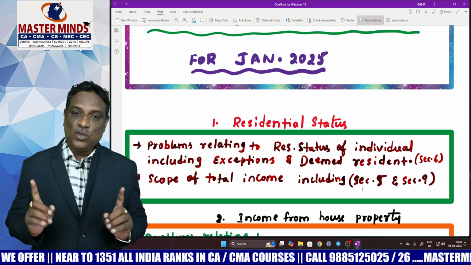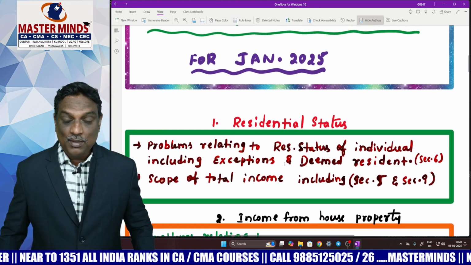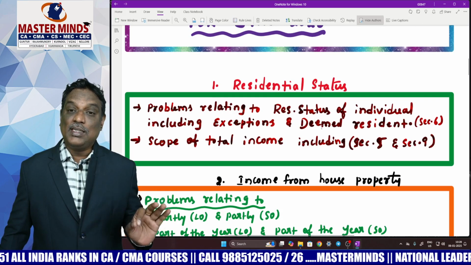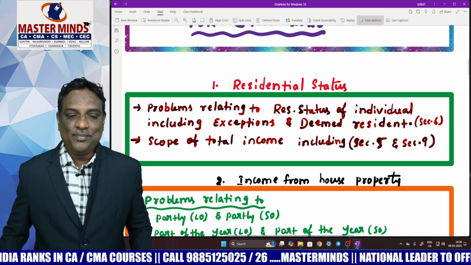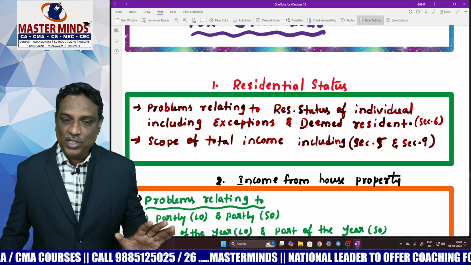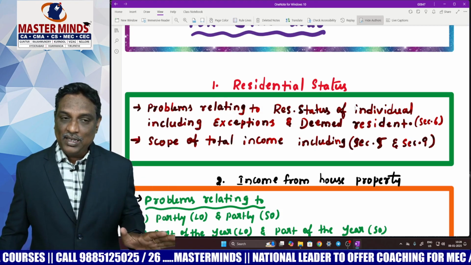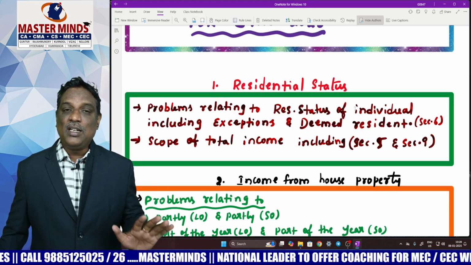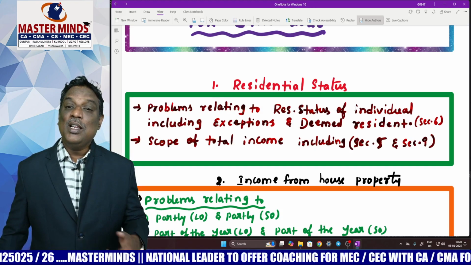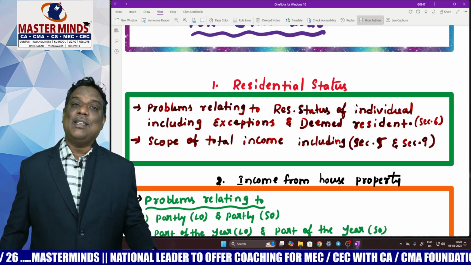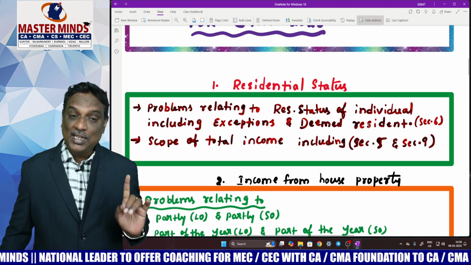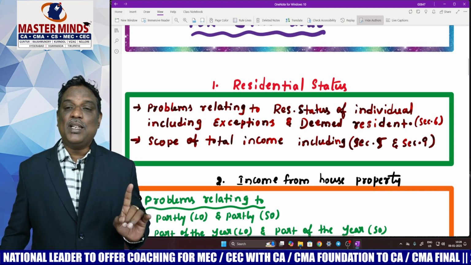Residential status. Compulsorily, my dear students, prepare problems relating to residential status of individuals. Individual residential status is very important. Please be prepared with at least 2-3 problems relating to individual residential status, including the concepts relating to deemed resident as well as exceptions. Exceptions are very important relating to individuals, and prepare at least one problem relating to deemed resident.